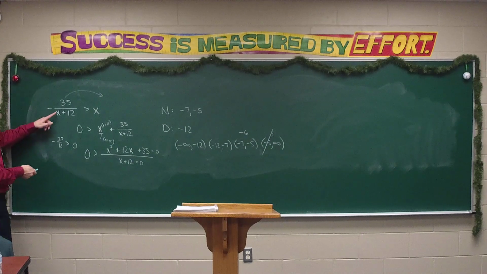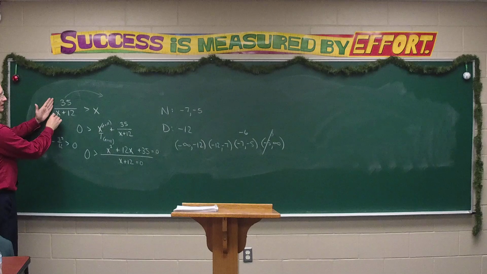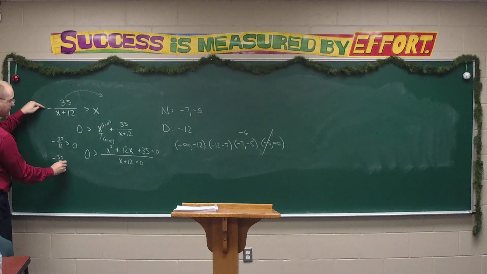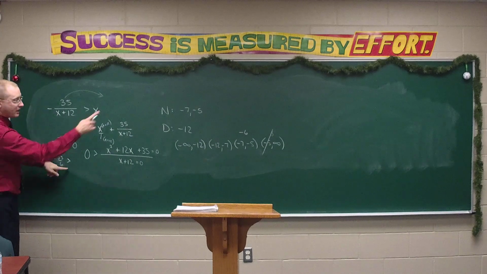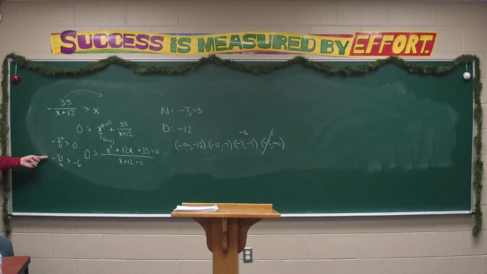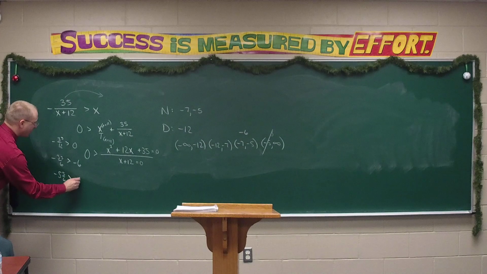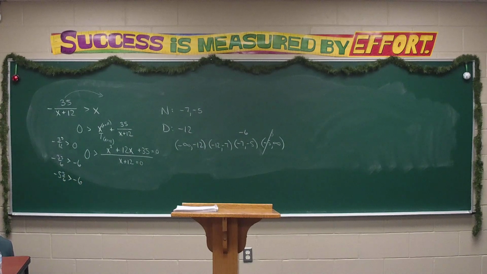And so if I plug in a negative 6 here, that makes this positive 6. So I get negative 35 sixths is greater than, and that becomes negative 6. Ooh, that's tight. What is this value in terms of maybe a mixed number or a decimal even? Negative 5 and 5 sixths. Is negative 5 and 5 sixths greater than negative 6?